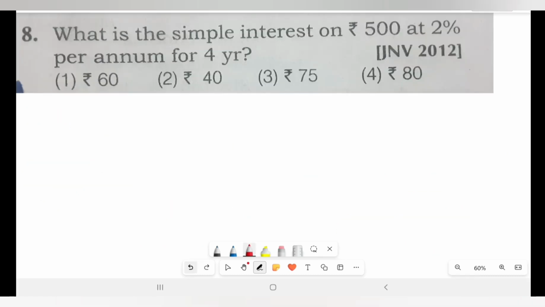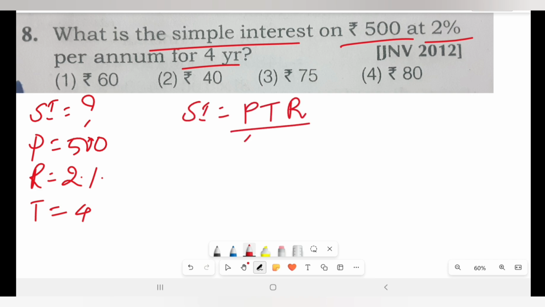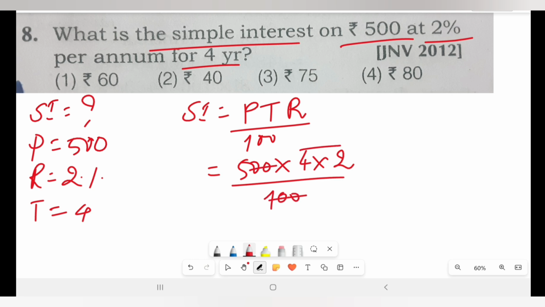Hello everyone, in this question we have been asked to find out the simple interest, that is SI, on amount 500, that is principal is equal to 500 rupees. All right, so here at the rate of interest 2% per annum, that is R is equal to 2%, and for 4 years. Okay, time period is 4 years. So you know the formula, simple interest is equal to PTR divided by 100. All right, let us substitute all the values. P is 500 and T is 4 and R is 2. All right, so here divided by 100, and these two gone, and 4 2s are 8, 8 5s are 40. All right, so simple interest is 40 rupees. So option 2 is the right answer.